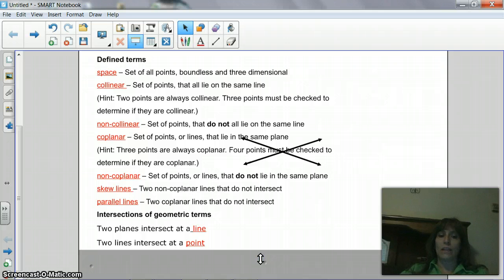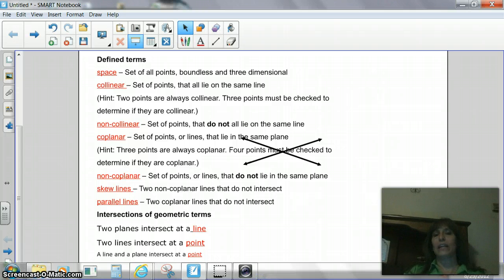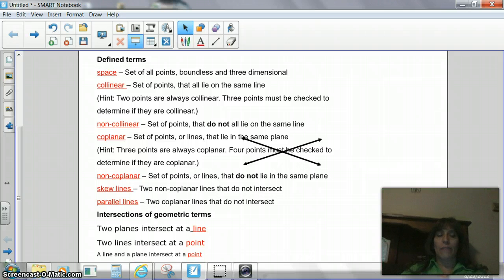Alright? Two lines intersect at a point. So if they're crossing each other, they're going to intersect at one specific point. And the last one is a line and a plane intersect at a point. I'm not sure if you'll remember this one or not, but I had a skewer stick and I stuck it through my paper and I said, okay, if this is my plane and that's my point, my line is going to intersect at a particular point. Alright, that's all the notes for tonight.